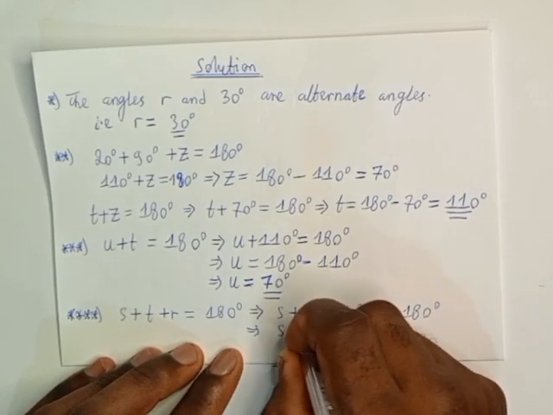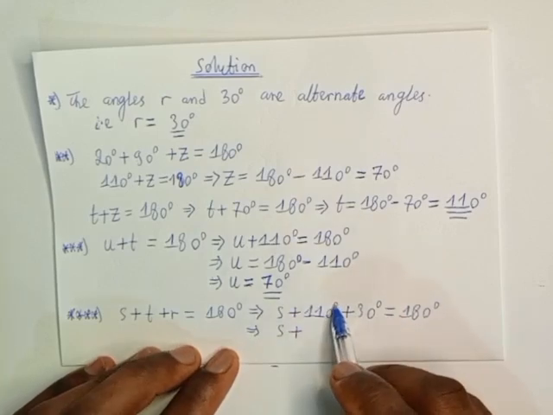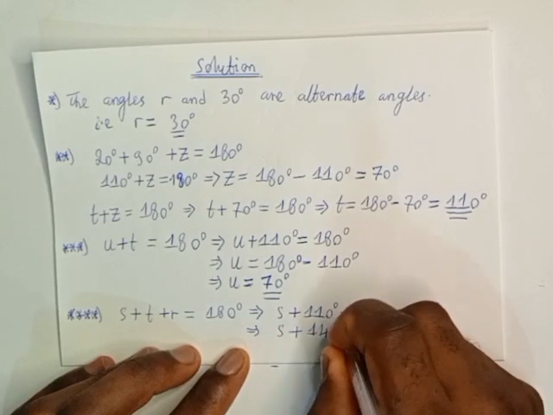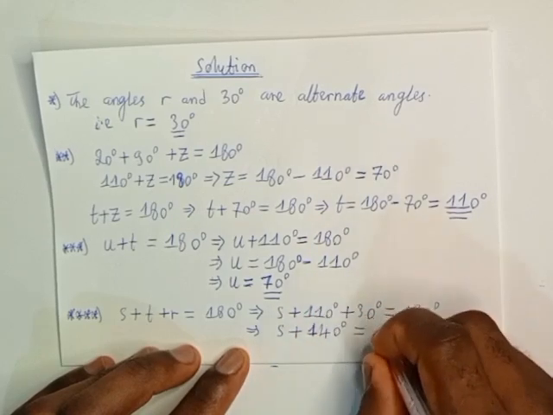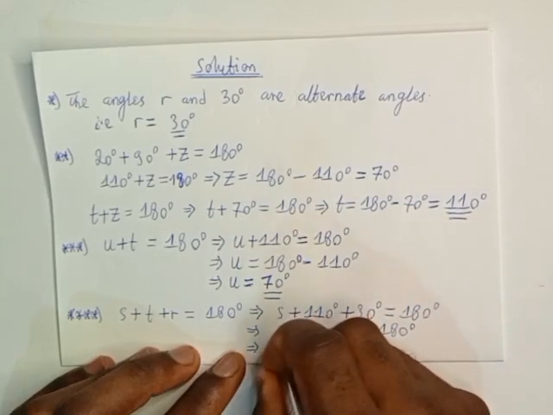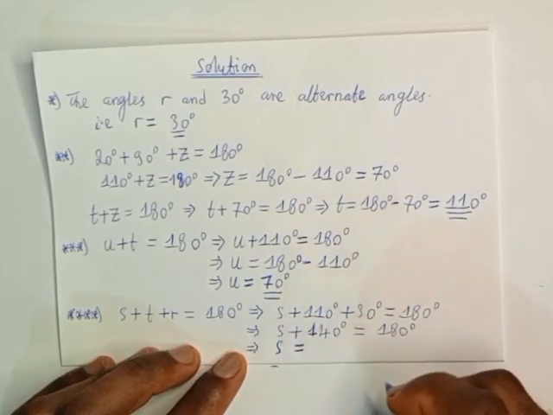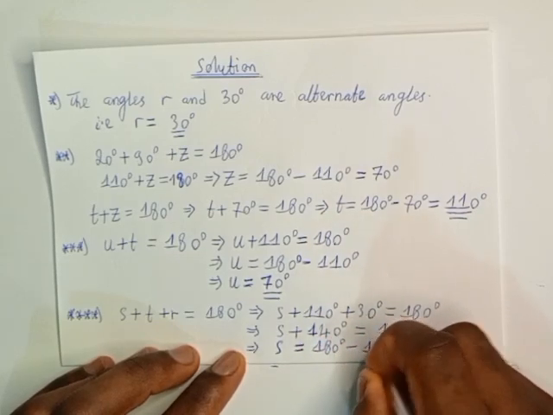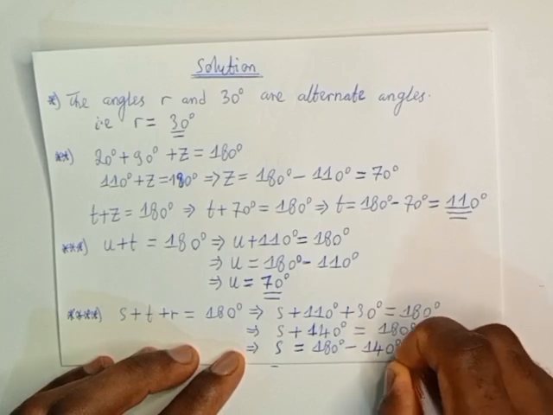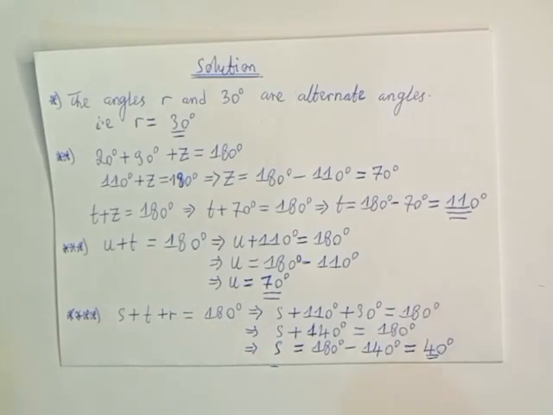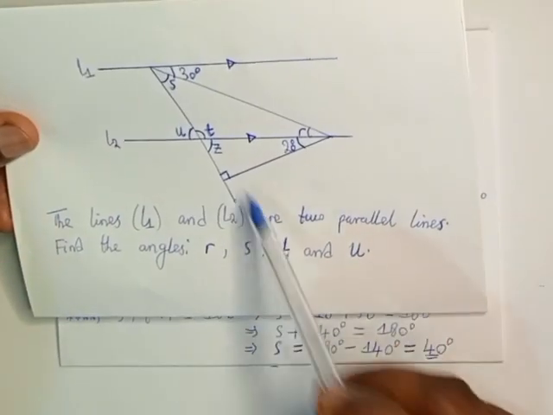This will give us S plus 110 degrees plus 30 degrees gives us 140 degrees. It's equal to 180 degrees. Then our S will be equal to 180 degrees minus 140 degrees, which is simply equal to 40 degrees. We are done with the solution.